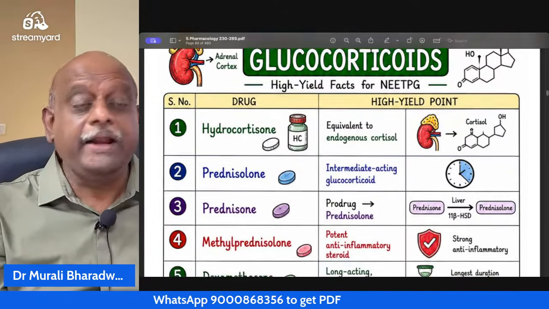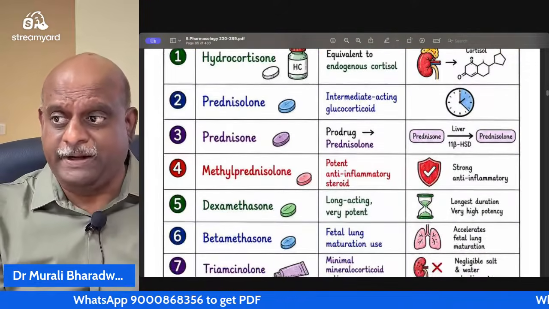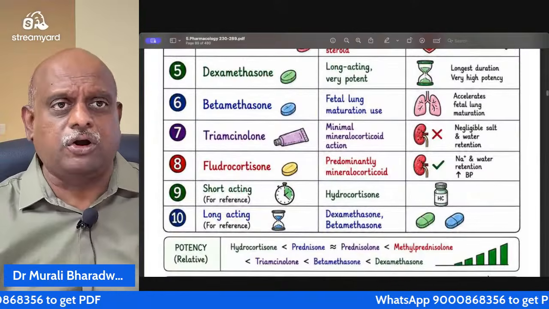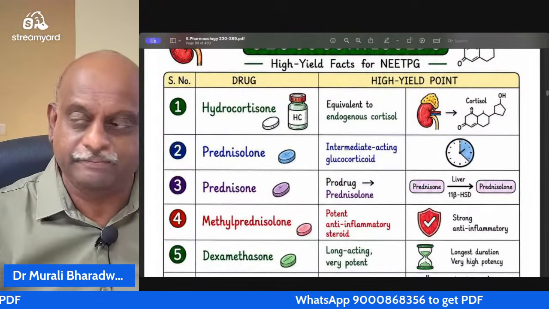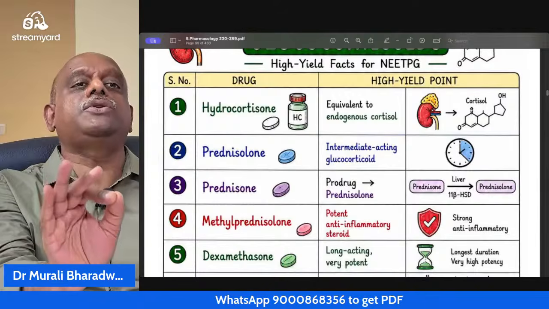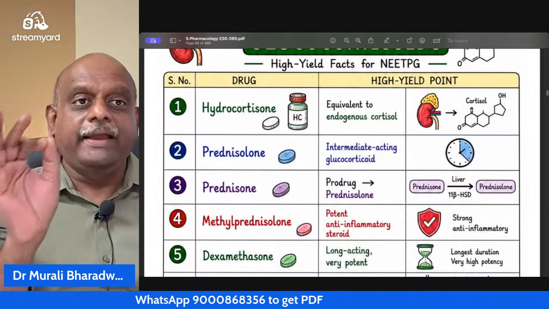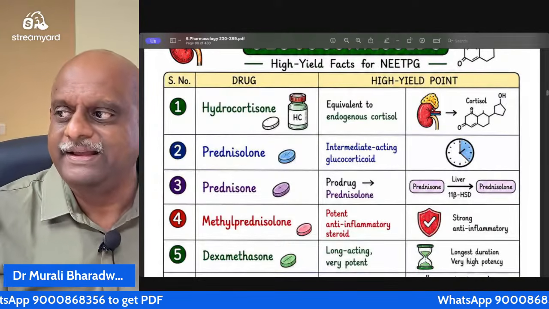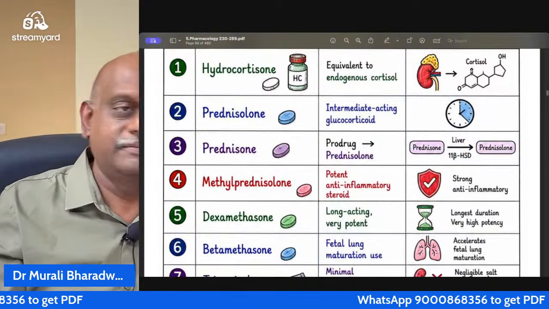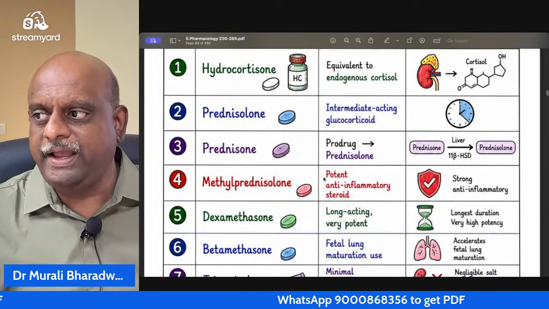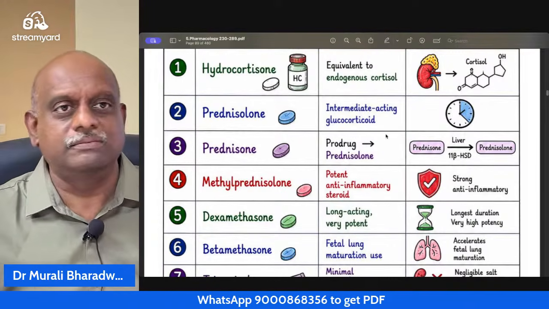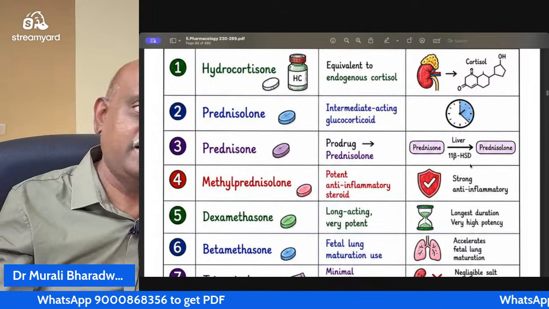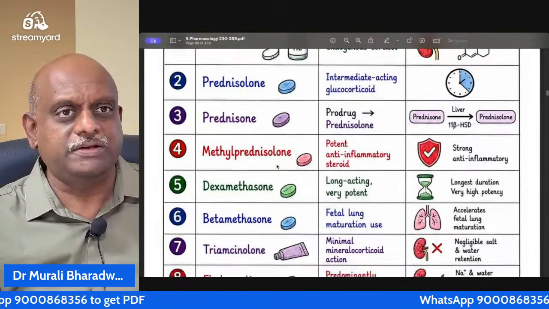So doctor, hydrocortisone, prednisone, methylprednisolone, dexamethasone, betamethasone, triamcinolone, fludrocortisone, the list we should not forget. Hydrocortisone is equal to our endogenous cortisol produced by our adrenal originally. Prednisolone is intermediate acting. Prednisone is a prodrug that becomes prednisolone by the action of 11 beta steroid dehydrogenase.